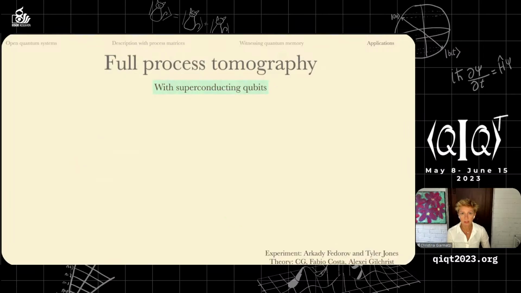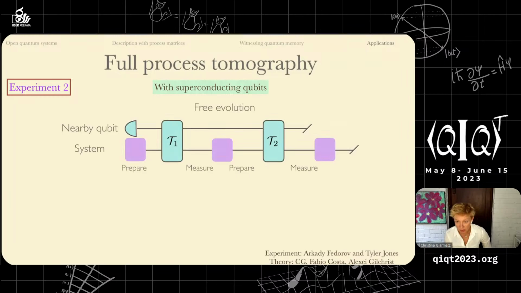So this was published there, and now I'm going to go to experiment number 2, and that's the full process tomography. And that's what I meant in the title, full process characterization. This is what I meant. We do full process tomography, and we did it with superconducting qubits. So this is a collaboration. The QIQT was again, Arkady and Tyler are the experimentalists, and in the theory part is me, Fabio, and Alexei.